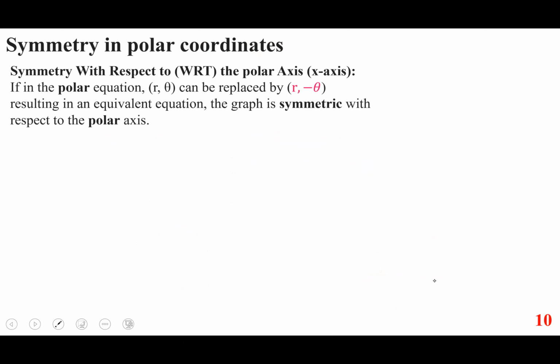Symmetry in polar coordinates. We remember the odd and even symmetry in algebra. So, a rectangular coordinate system. Symmetry with respect to, WRT, the polar axis, the x-axis. If in a polar equation r comma theta can be replaced by r comma negative theta, resulting in an equivalent equation, the graph is symmetric with respect to the polar axis, this axis. So theta can be changed to negative theta.